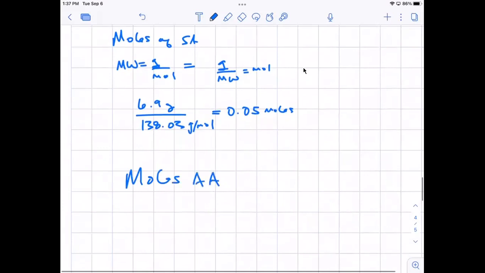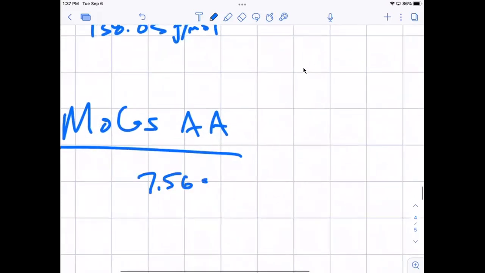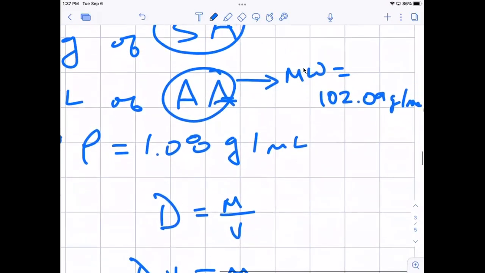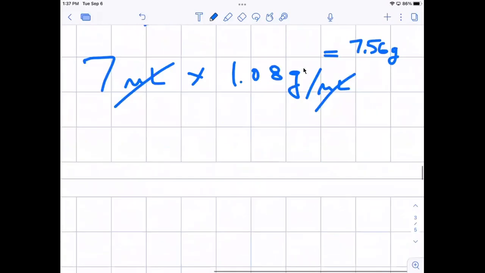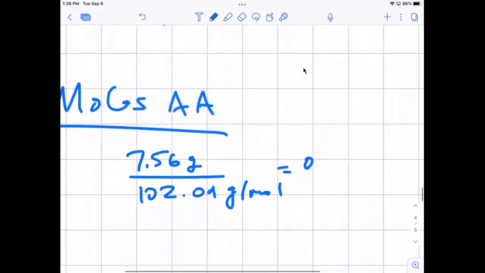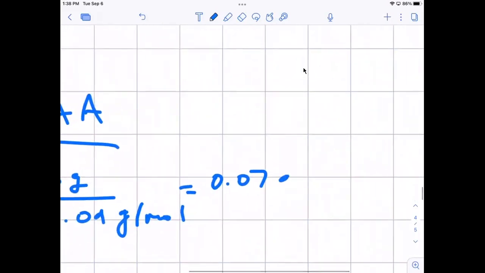And then what about moles of acetic anhydride? We calculated that to be 7.56 grams divided by 102.09. Sorry about that, and sorry for all the scrolling. 102.09 grams per mole. So that's going to give me the number of moles of that. It's 0.07. 0.07 moles. All right.